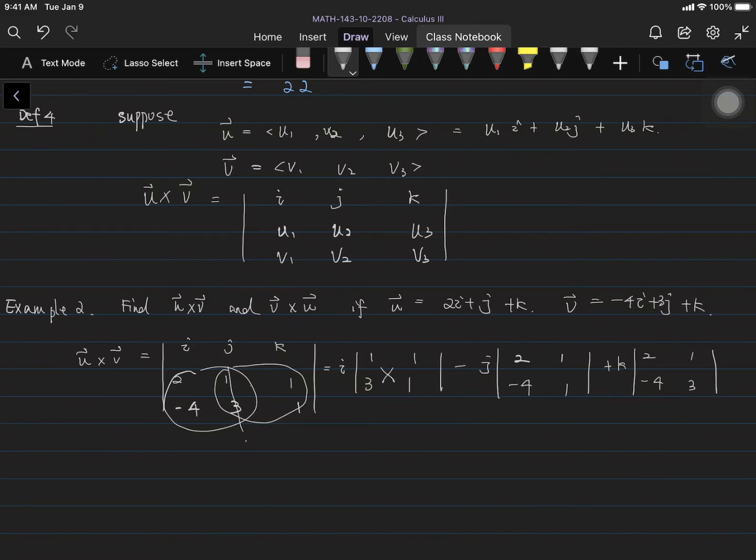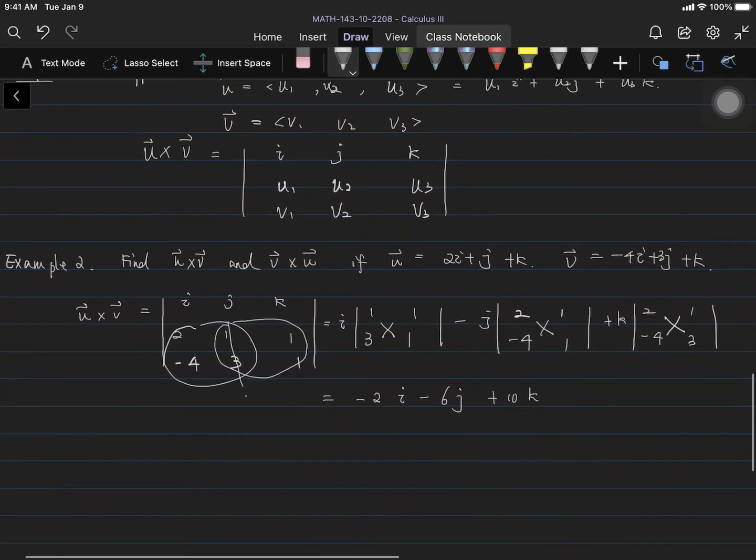Let's calculate the determinants of order 2. The first one should be 1 minus 3, so negative 2 times I. I put the constant in front because this is I times negative 2, so we like to write negative 2I in this order. And minus, here 2 minus negative 4, so 2 plus 4, 6, so 6J. And for the K component, 2 times 3, 6, 6 minus negative 4, so it should be 10, 10K. So this is U cross V.